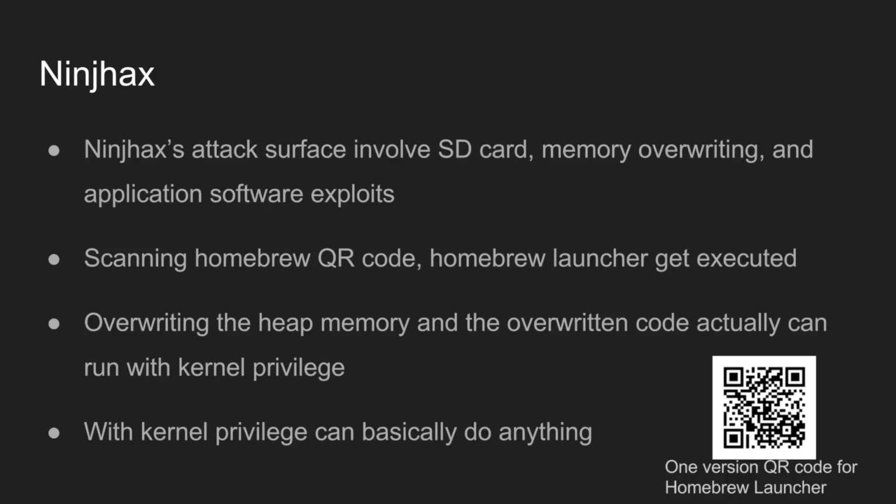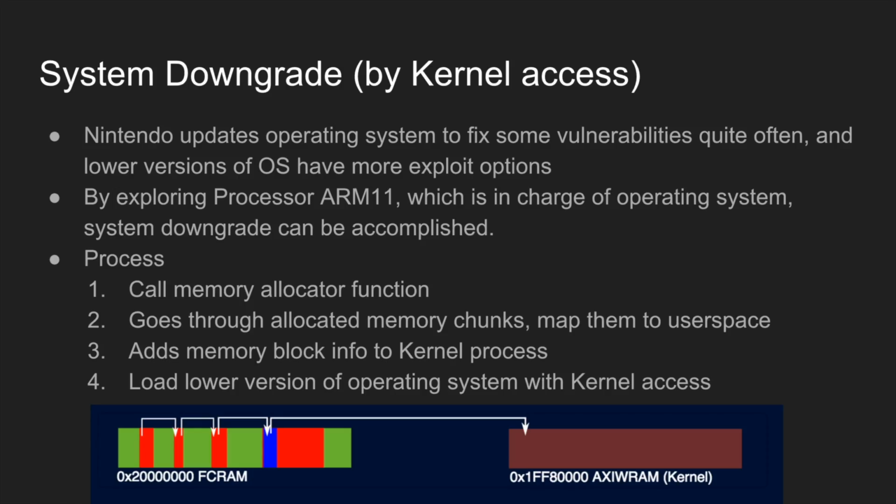Opening Homebrew Launcher with Cubic Ninja needs the user to prepare Homebrew Launcher critical files in the SD card before they can scan the QR code, and then scan the crawling code with respect to the console's current firmware version.